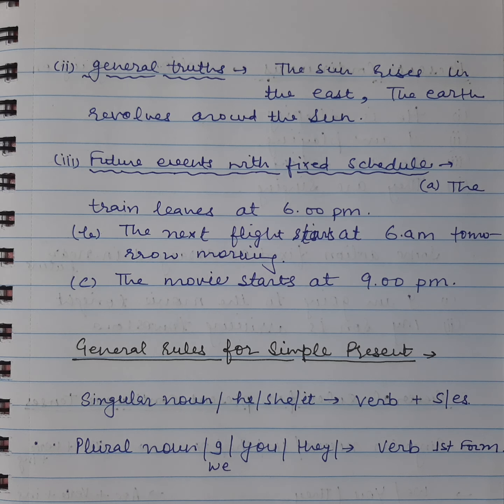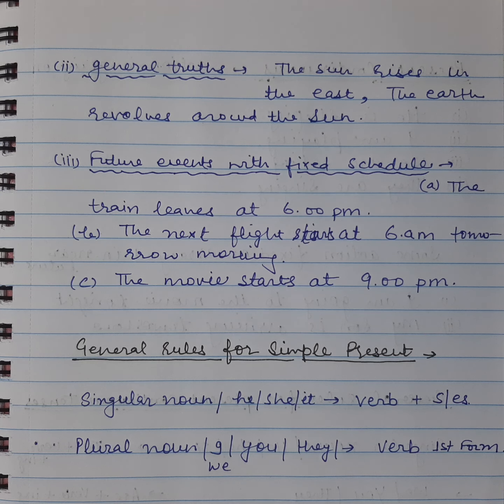For example, the sun rises in the east, the earth revolves around the sun. We also use simple present tense for a future event which has a fixed schedule. For example, the train leaves at 6 p.m. We don't say the train will leave at 6 p.m. We say the train leaves at 6 p.m. or the next flight starts at 6 a.m. tomorrow morning. The movie starts at 9 p.m.